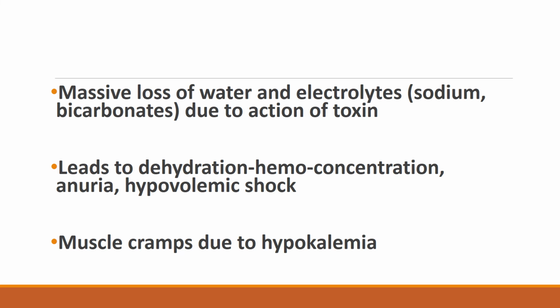Because of that, hemoconcentration occurs, and because of that, anuria, which means the patient is not passing any urine. There is loss of fluid from the stool, and that's why there is no production of urine in the patient. The patient may also land in hypovolemic shock. That means the volume of circulating blood, or volume of water in the body, is decreased. Then muscle cramps due to hypokalemia may also be seen, as there is loss of potassium also in the patient.